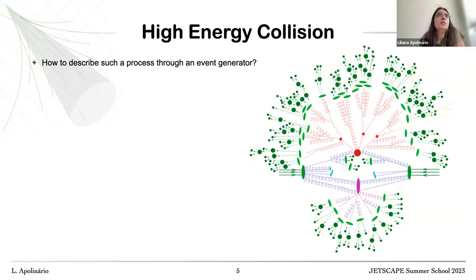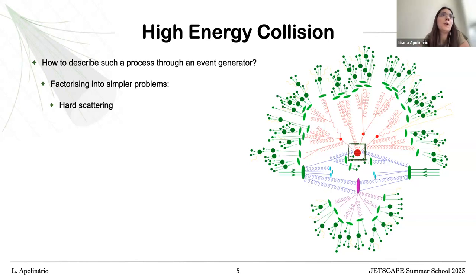The problem is that a high energy collision, and now we focus on a proton-proton collision, is a very complex process. How can we describe everything that comes in this picture? What the Monte Carlos are based on is the principle of factorization. We try to compute these in smaller pieces and small problems that we can afterwards interconnect. For instance, we can think first of the hard scattering, which is just the elementary partonic process that happens when we collide two protons.